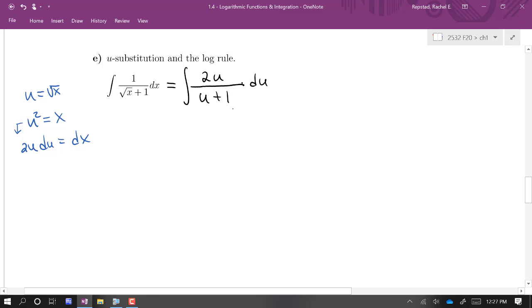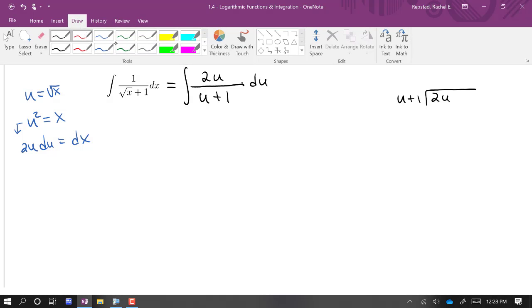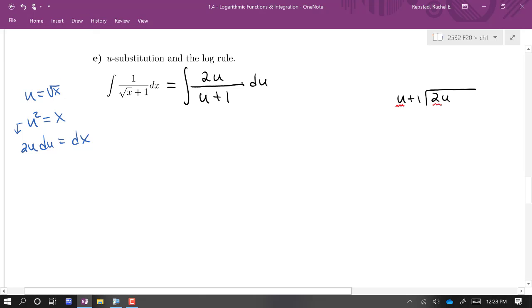Okay, now looking at this, still not looking at something that looks like a function with its derivative sitting on top, but maybe if we think back to what we did 2 or 3 examples ago, we could say, oh, this is an improper fraction. I've got polynomials and the degree on top is equal to the degree on the bottom, we can do some division. So I'm going to take 2u, I'm going to divide it by u plus 1.